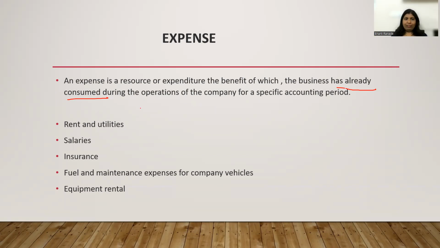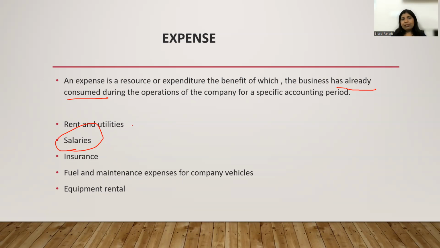So keep in mind, when I'm spending something, for example, I gave the salary to my employees for the benefit that they are working for me, then I'm going to call it an expense. But if I pay a salary in advance to my employees because they requested me to pay them in advance, then I'm going to call it an asset. I'll call it a prepaid salary, and I'm going to show that salary on the asset side of the balance sheet, right?